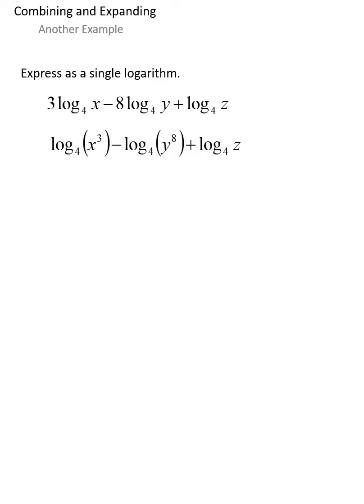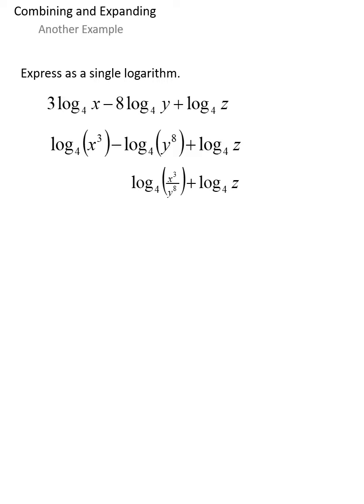Now, I have a subtraction and an addition. As far as the order of operations goes, we work those out left to right. So since subtraction comes first, I'll do the subtraction next. So I'm subtracting the log base 4 of x cubed minus the log base 4 of y to the 8th. Those can be combined into a single logarithm using the difference rule.